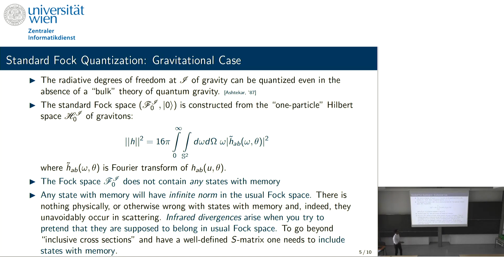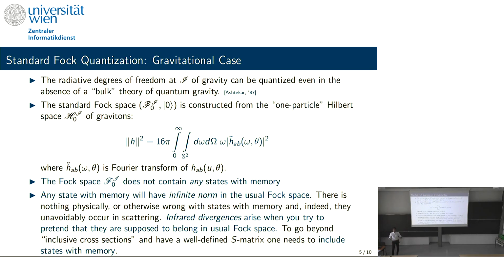And the basic point is that you can put an infrared cutoff on the state and pretend that the state lives in the usual Fock space. Every formula that you use now using this state will depend on the cutoff. And the game of these so-called inclusive cross-sections is to compute some observables that are independent of the cutoff. This is more of an art than a science because it depends on the observable that you're interested in.